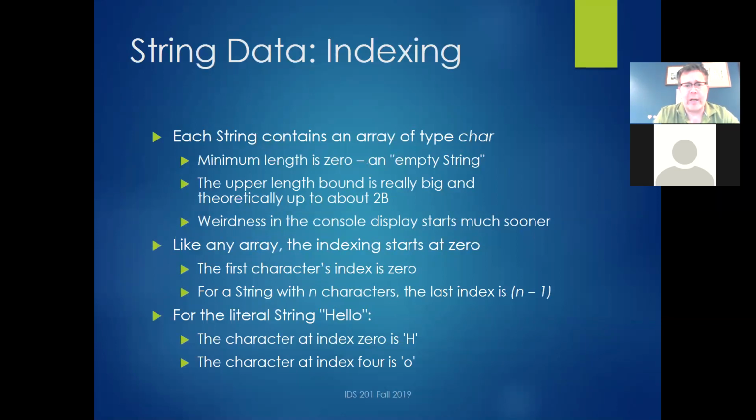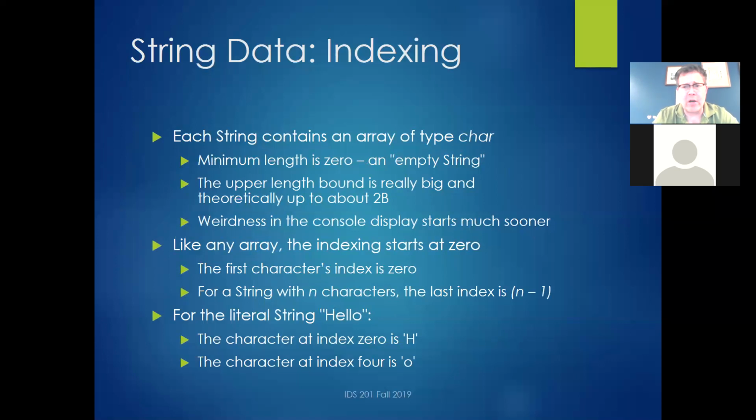Now, indexing. Every string contains, in effect, an array of type char. The minimum length is 0. You might not have any in there. That would be what's called an empty string, or a length 0 string, or a size 0 string. The upper length bound is really big. Theoretically, it could be up to about 2 billion. Although if you try to display large strings in the console, some weirdness starts to happen way before that. Once you get much past 10,000, they start not displaying correctly in the console.